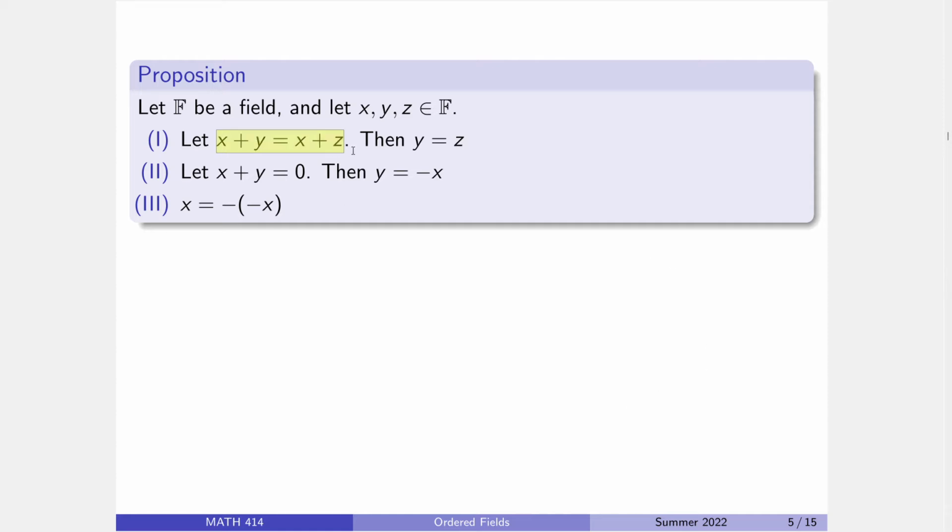So the first one is that cancellation is allowed. So if I know x plus y is equal to x plus z, then I can conclude y is equal to z. If I know x plus y is equal to 0, then y has to equal negative x. So in other words, not only do inverses exist, they have to be unique. And then finally, the negation of a negation gets you back to normal.